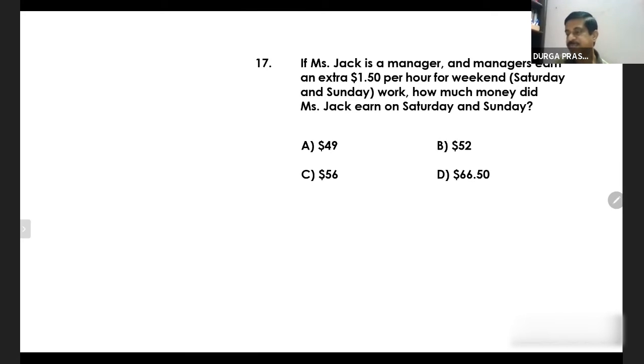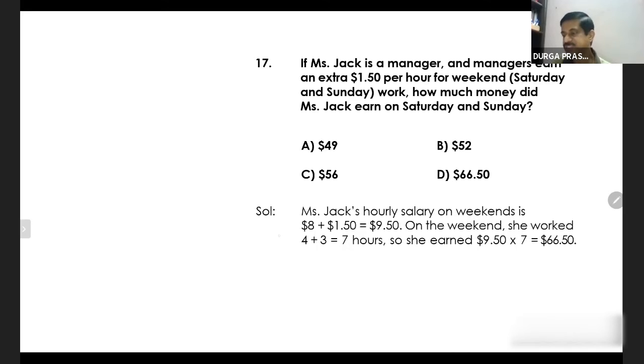So let us take the total working hours of Jack on Saturday and Sunday. The money she can earn on those 2 days is $8 as her actual pay and $1.5 extra. So total $9.5 per hour she'll be earning on those 2 days. She worked for 7 hours on those 2 days. So total earnings will be 9.50 times 7, which is 66.50, which is option D. Please note it quick.